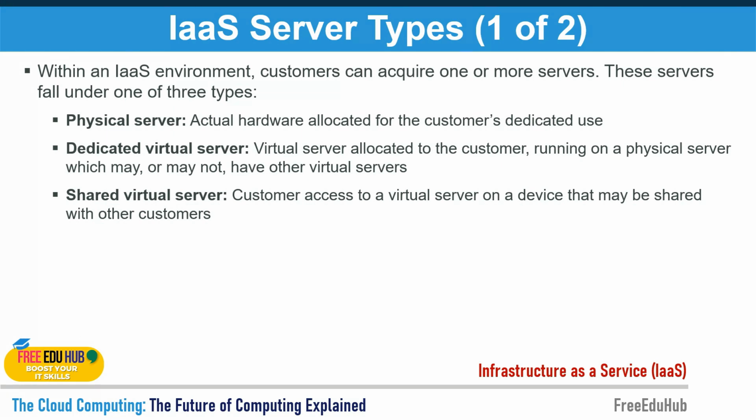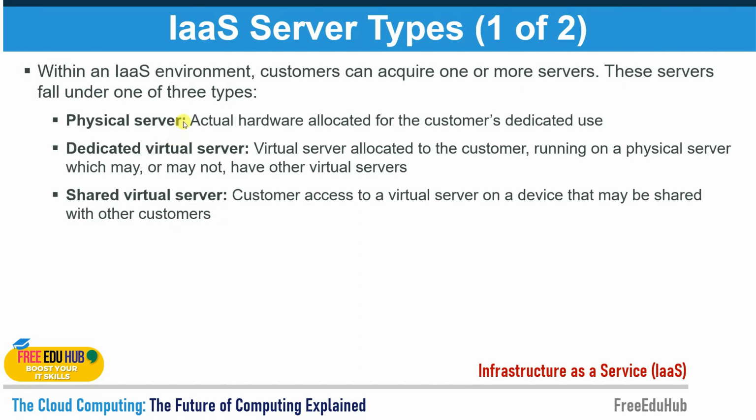Now, in infrastructure as a service, there are server types of different kinds. We divide them into a physical server, dedicated virtual server, or a shared virtual server. Within an infrastructure as a service environment, a customer may acquire one or more servers. These servers can fall under one of these three types.